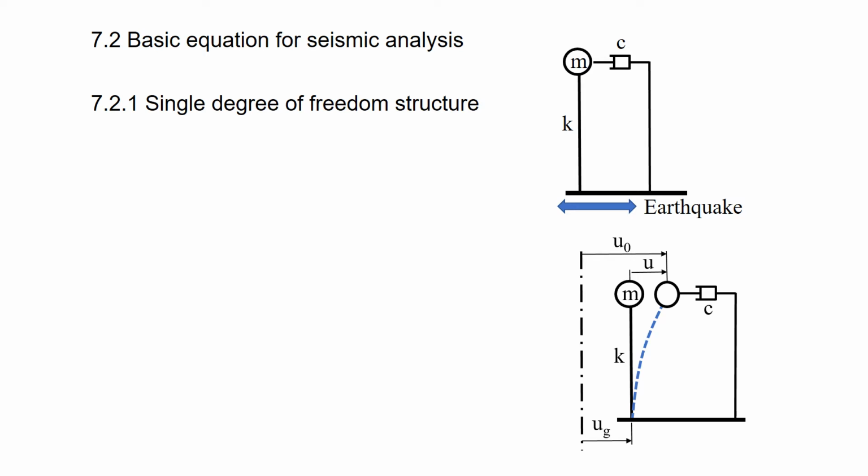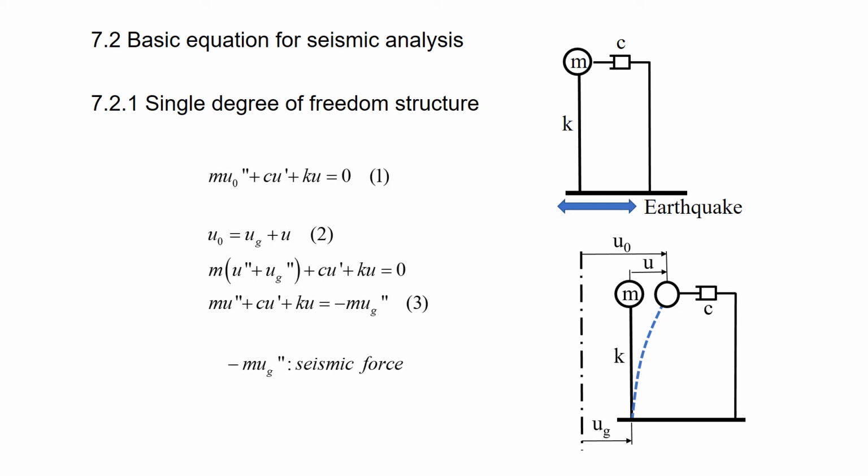The ground moves and displaces UG. The mass M vibrates and displaces U in the local system. And the total displacement from the original position is U0. The dynamic equation of this system is expressed by equation 1. As shown in the figure, U0 equals UG plus U, which is put into equation 1. Then we get equation 3.